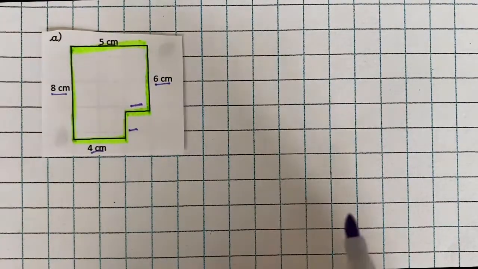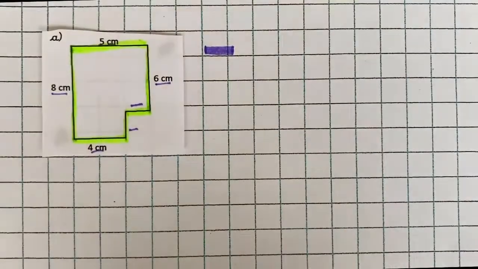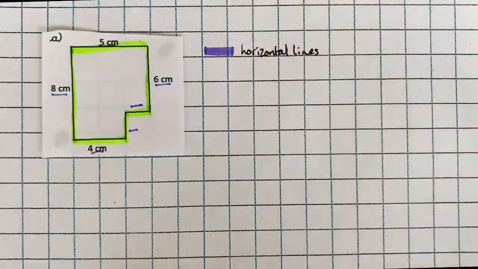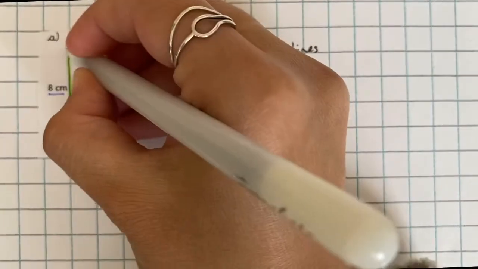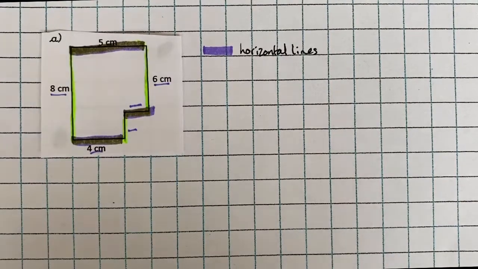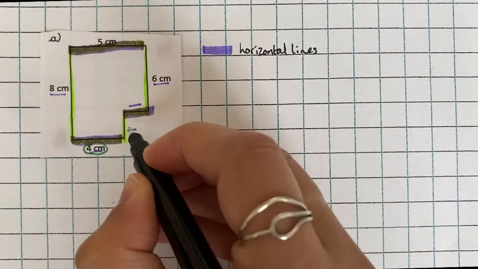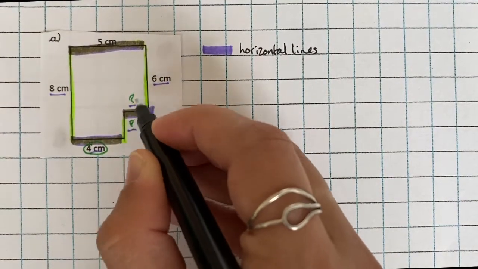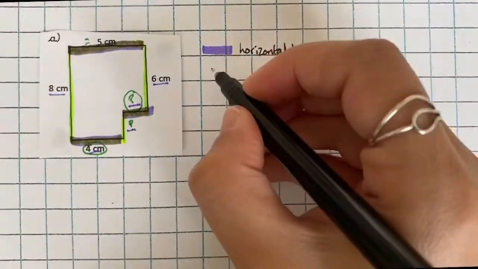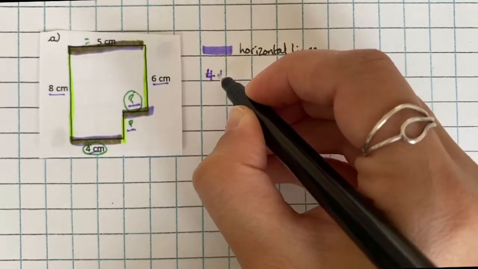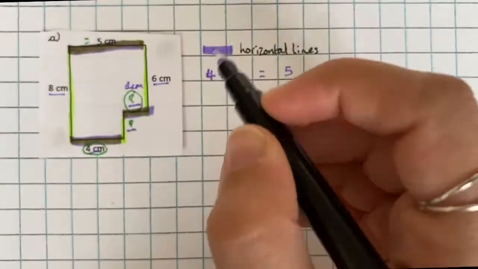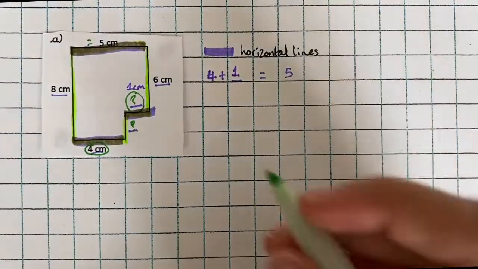Now the first thing I must do is find the missing length. So I'm going to look at my horizontal lines first. Okay, I'm going to highlight the horizontal lines. So I've got 5 centimetres, I've got a missing one and a 4 centimetre. Now the 2 shorter lines, when you add them, give the longest horizontal line. Okay, so we've got 4 add something equals 5. So that missing length must be 1 centimetre.